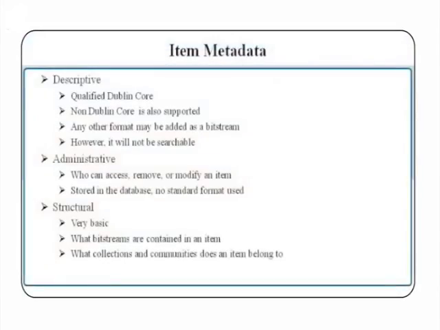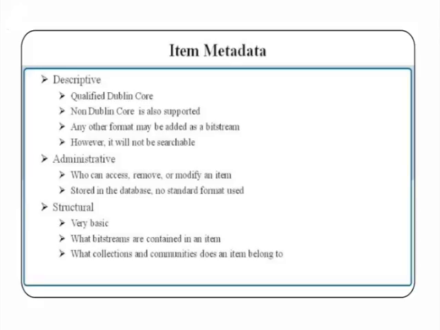DSpace facilitates all 3 types of metadata, that is, descriptive, administrative and structural. Descriptive metadata can be anything which describes the item. It takes care of all elements of the Dublin Core metadata set. DSpace also supports non-Dublin Core metadata. These elements may not be searchable. However, one can customize DSpace with some programming effort to search non-Dublin Core metadata elements.